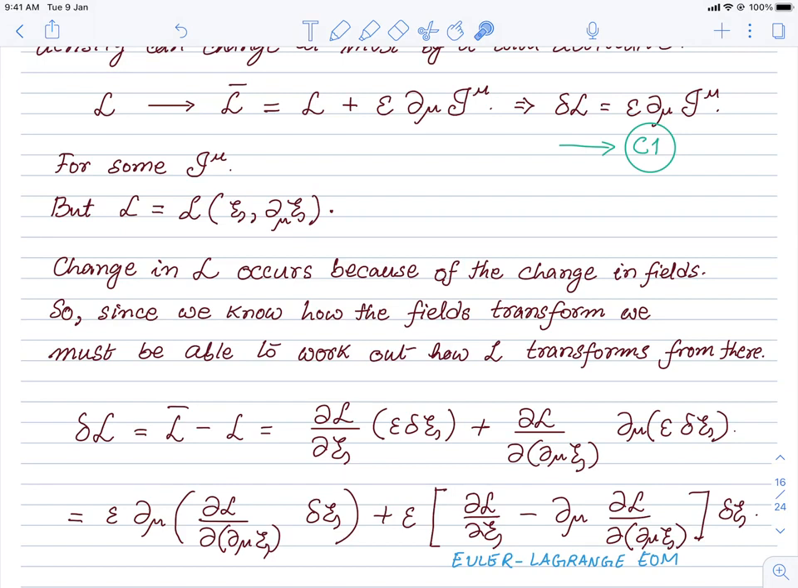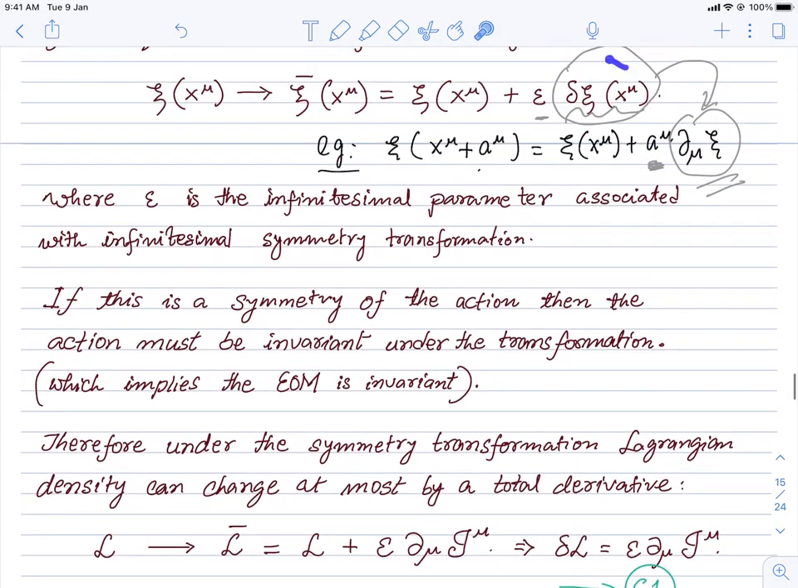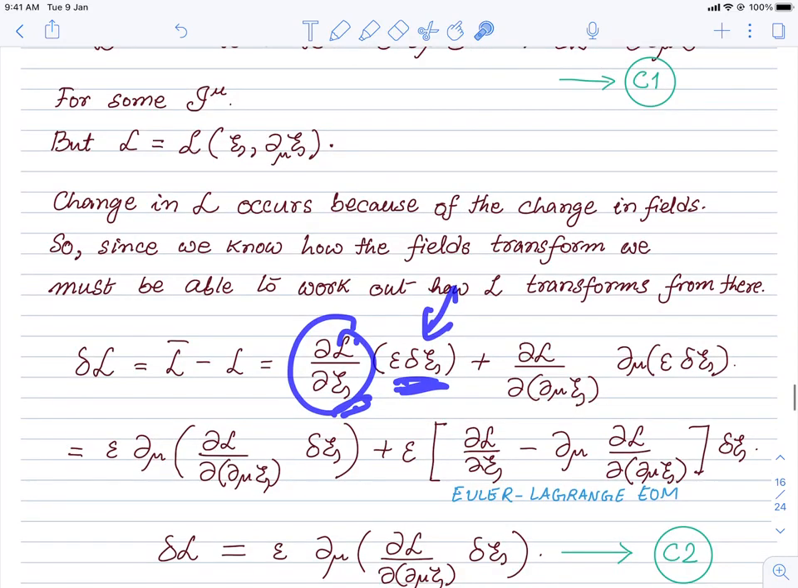Okay, we can try to say what this delta L is, where I am trying to implement the change at the level of the fields. So let's say the L depends on xi, so there will be del L del xi, and epsilon delta xi. You know, this delta xi is the way in which the field has transformed, remember. This is a continuous parameter, so I can do this kind of variation of the field.